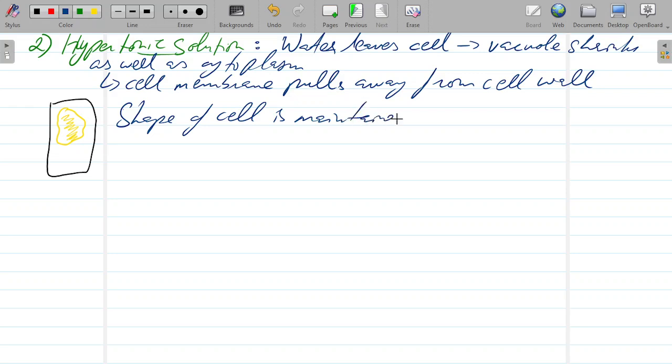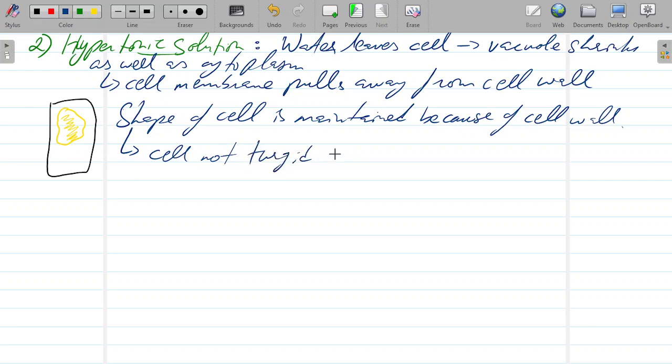It is maintained because of the cell wall, because that's not going anywhere, it's not moving. But because of the loss of water, the cell is no longer stiff, it is no longer turgid. This is called the cell being, in this case, plasmolysed, so plasmolysis.